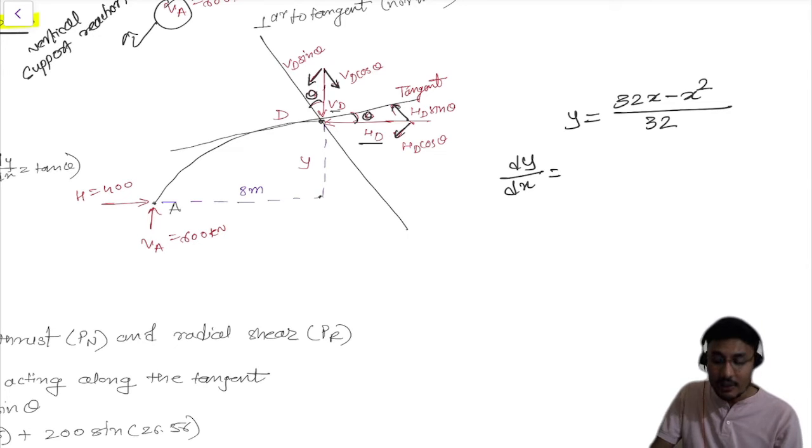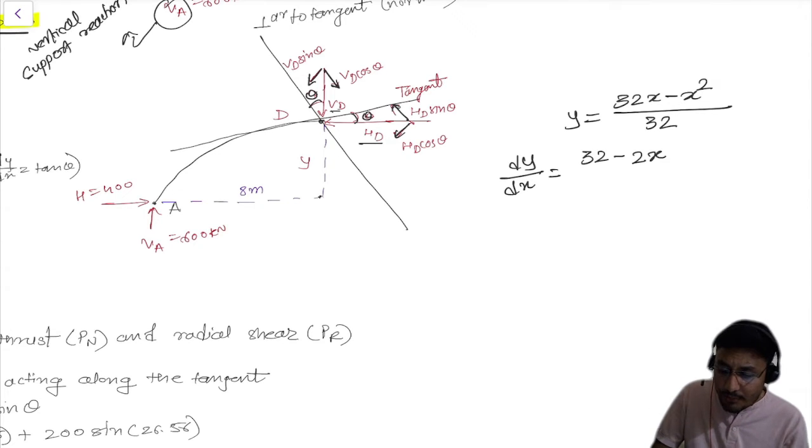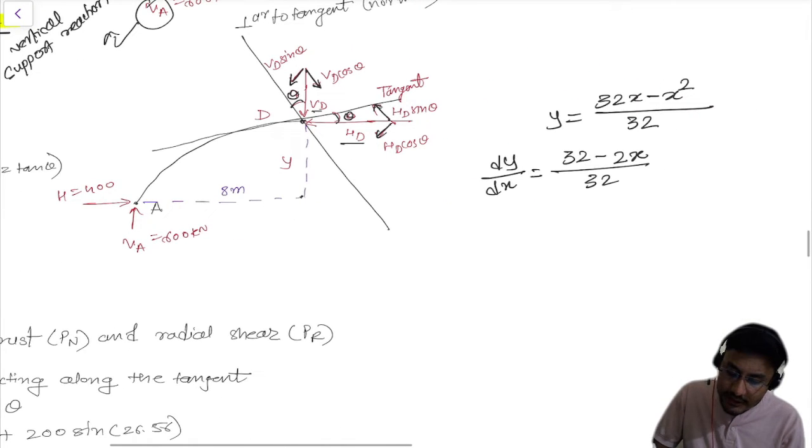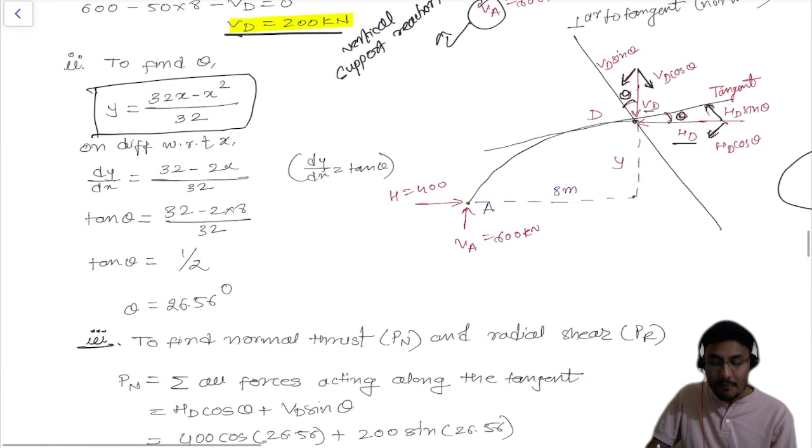32x. So x is there, so it will become only 32. Then x square. So 2 will come at the first, then x to the power 2 minus 1, divided by, we will be having only 32. So this is the equation which we have got, and that's what I have mentioned here.